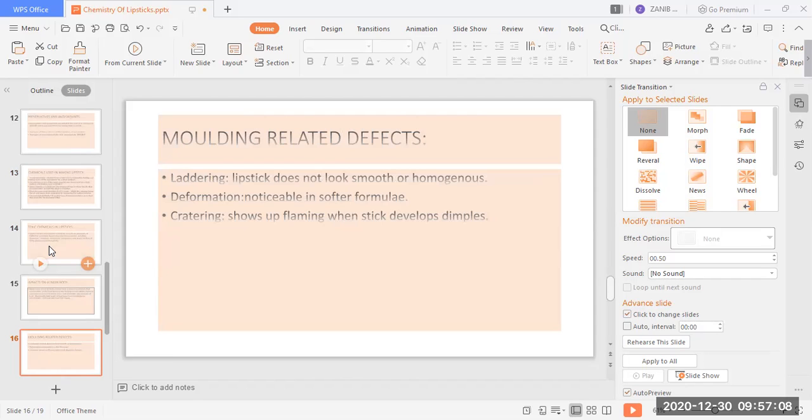Molding related effects. The first molding related defect is laddering. Laddering occurs either when the mold is kept at a very low temperature, when the bulk formation is not hot enough, or when the filling rate is slow. Deformation: the shape of the lipsticks looks deformed. It is most noticeable in softer formulas. Deformation can appear on one side of the lipstick or on both sides.